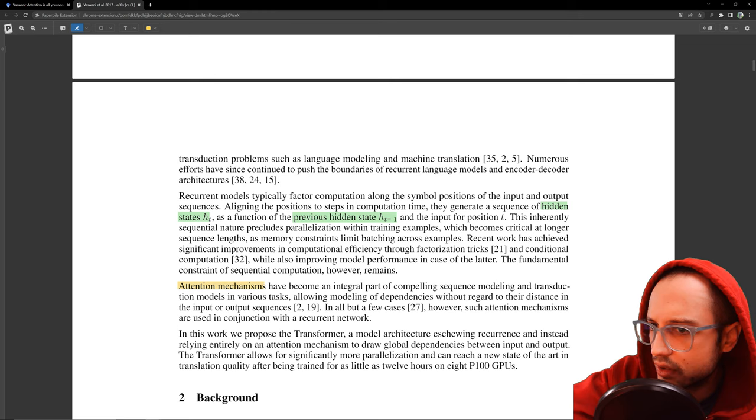Yeah, and then there you go. This is where the transformer comes from, where they basically say, okay, let's get rid of this hidden state crap and just do the entire thing, relying entirely on an attention mechanism to draw global dependencies between input and output.